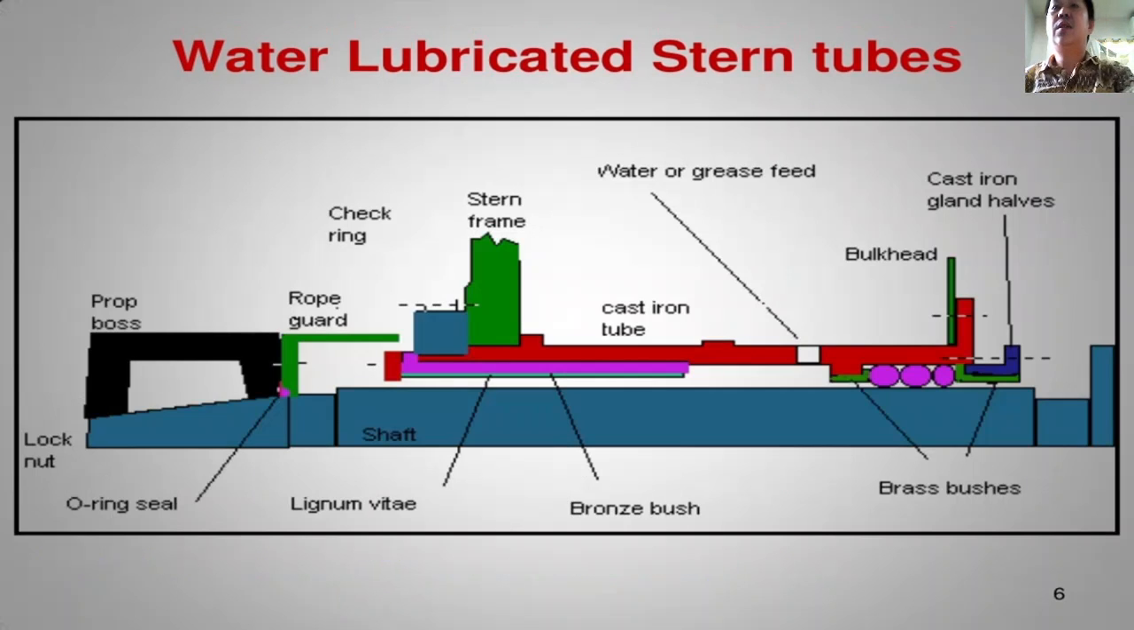So we have here the water lubricated stern tube. As you can see here, this is the construction of your stern tube. You have here the lignum vitae, O-ring seal, and the bronze boss. As I showed you a while ago, the brass boss, and this is the bulkhead. Cast iron gland hubs, water overpress feed here, chain rake, propeller boss, lock nuts. So this is the construction of the water lubricated bearings.